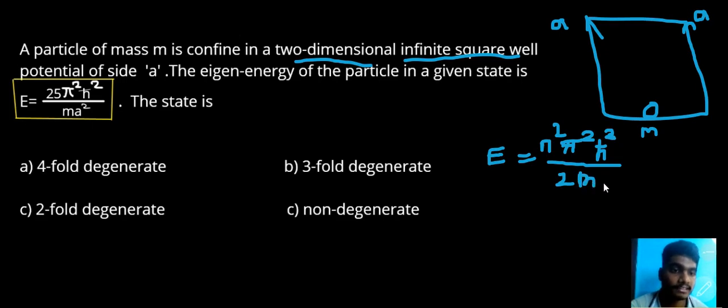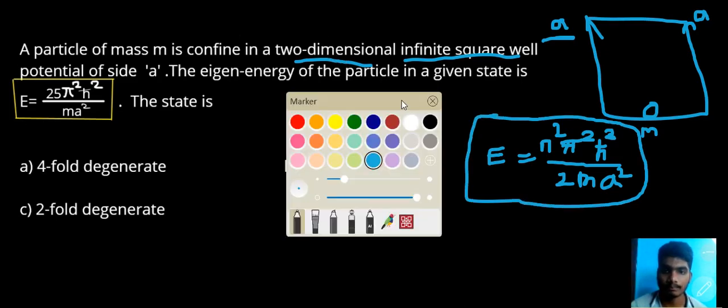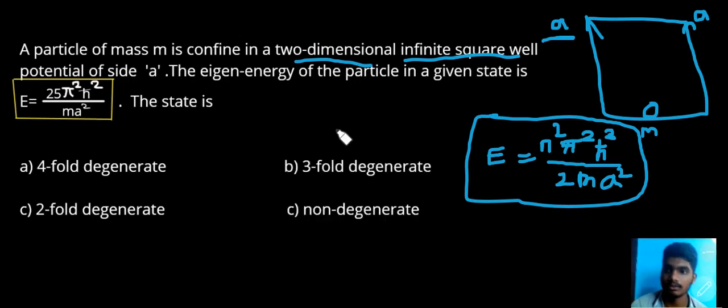Here the potential is given as a, that's why we are using a square. If it is L, we will be using L here. So this is the actual equation from the question. Okay, I'm changing the color. Here we are going to compare these two equations.